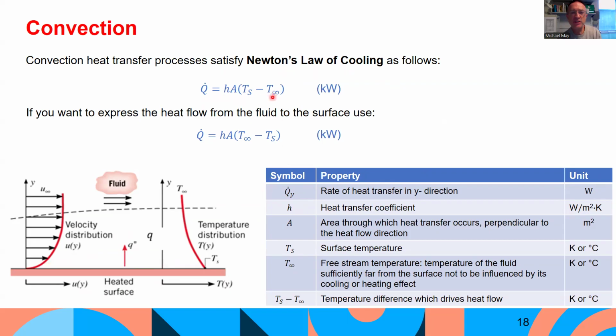And then you've got the temperature difference. So the Ts would typically be the surface that we're dealing with here. And then T infinity is described as the free stream temperature. In other words, the temperature of the fluid sufficiently far away from the surface not to be influenced by the cooling effect. So the ambient temperature of the room in most cases. If we're dealing with a situation where the heat transfers in the other direction, from the fluid to the surface, we can switch our two temperatures around.